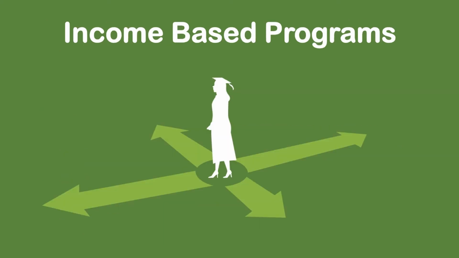Now we're going to get into income-based programs. There are 4 types of income-based plans. The IBR, which is income-based repayment, the ICR, which is income contingent repayment, the PAYE, which is Pay As You Earn, or the REPAYE, which is the Revised Pay As You Earn.